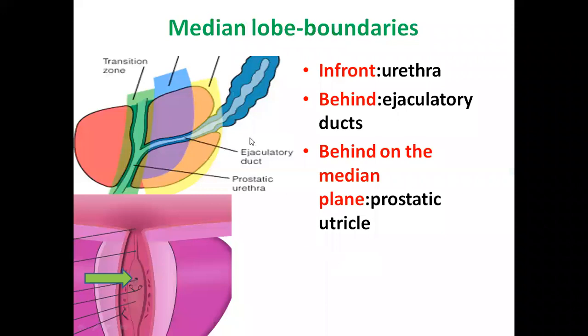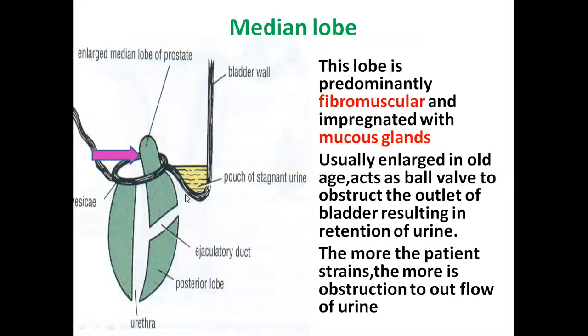So now let us see the median lobe boundaries. In front, the median lobe is bounded by the urethra. Behind, it is bounded by the ejaculatory ducts, and behind on the median plane, by the prostatic utricle. Then, the median lobe of the prostate is predominantly fibromuscular and impregnated with mucous glands, and is usually enlarged in old age.